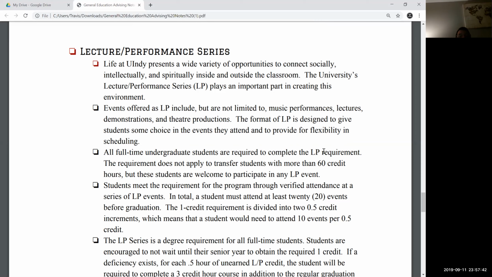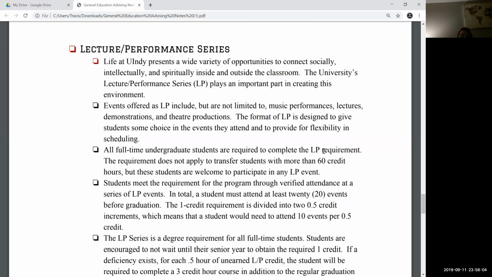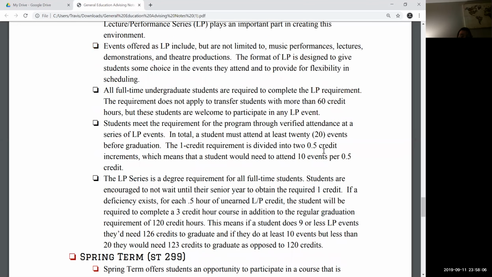Some will last 30 minutes, some might last 2 or 3 hours. So you just got to kind of pick and choose. Don't wait to the last minute. But here's how it works. You have to do 20 events, but it's really broken into 2 sections of 10 events, and you can earn 0.5 credits each 10. So if you do all 20 events, you will get 1 credit towards graduation. Now, the problem is if you don't do them, there is a punishment. So I mentioned at the beginning that everyone has to have 120 credits to graduate.